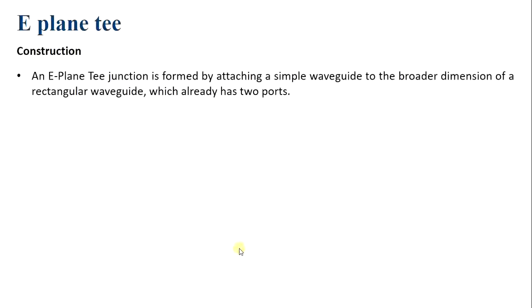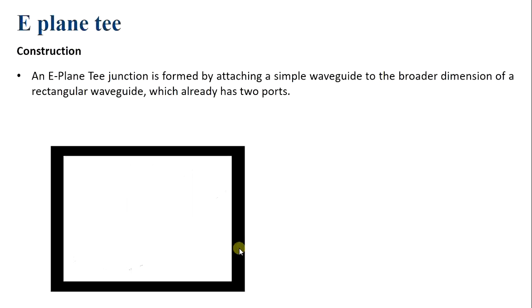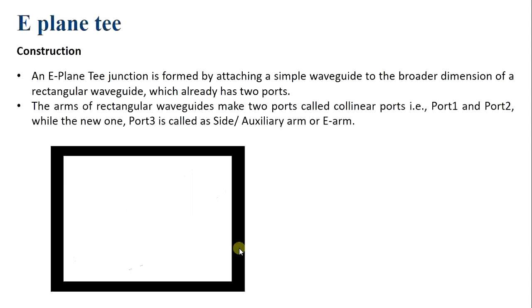Now coming to the E plane T, we will see the construction of the E plane T. An E plane T junction is formed by attaching a simple waveguide to the broader dimension of a rectangular waveguide which already has two ports, as you can see in the figure. The arms of the rectangular waveguide make the two ports, which are called collinear ports, port 1 and port 2. The new one which is added is port 3, which is also called the E arm, side arm, or auxiliary arm.